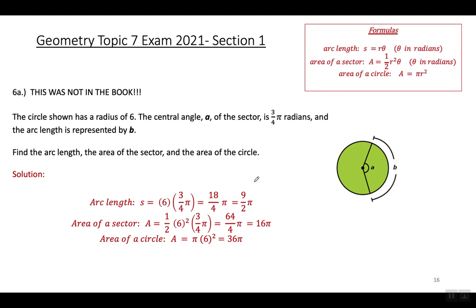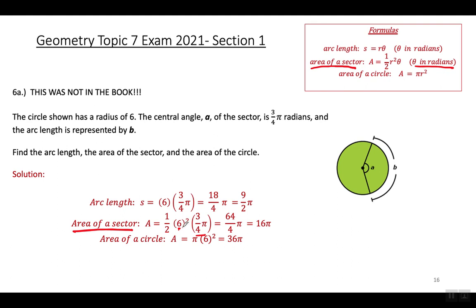Area of a sector. Okay, to get the area of a sector, let me look at the formula for area of a sector when the central angle is in radians. The formula says I got to multiply 1/2 times radius squared times theta, which is the central angle in radians. So let me plug in the values. Let me substitute. 1/2 times the radius, which is 6 to the second power, and the measure of the central angle is 3 over 4 pi.